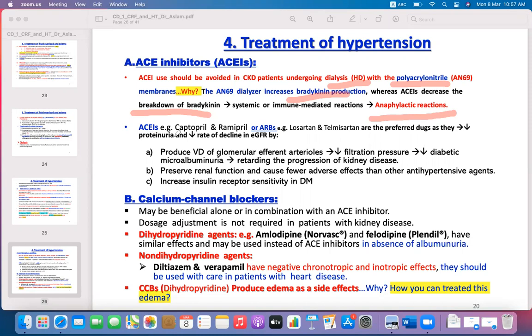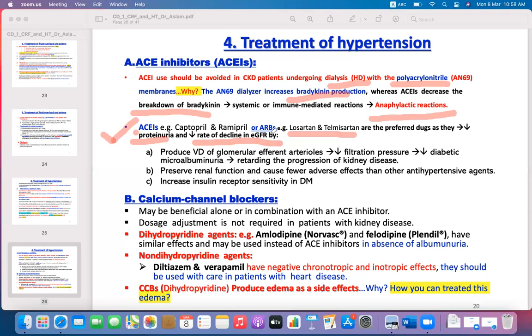Angiotensin converting enzyme inhibitors captopril, ramipril, or angiotensin receptor blockers losartan, telmisartan are preferred drugs as they decrease the proteinuria and decrease the rate of decline in the eGFR. So captopril, ramipril, losartan, telmisartan can be used. But remember, it is either an angiotensin converting enzyme inhibitor or an angiotensin receptor blocker.